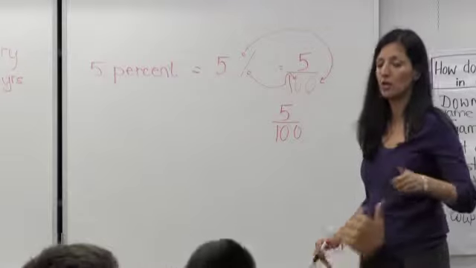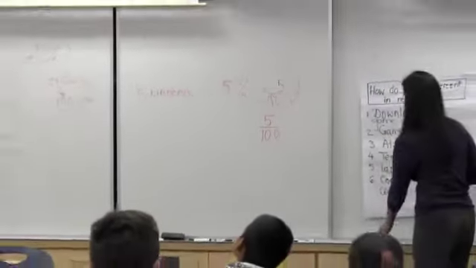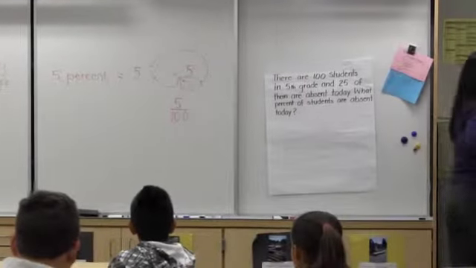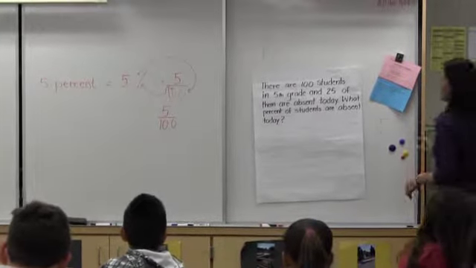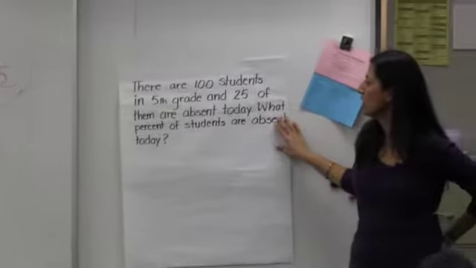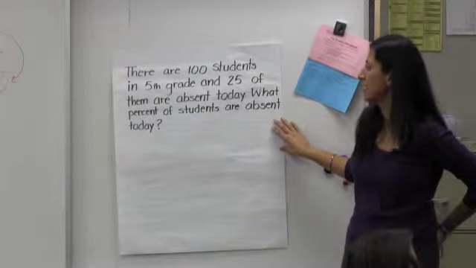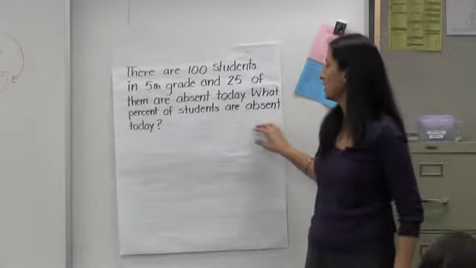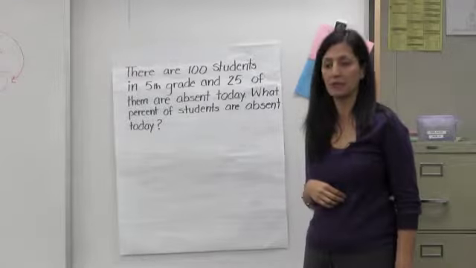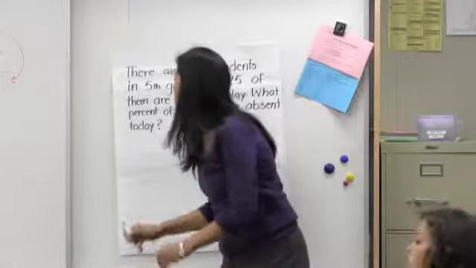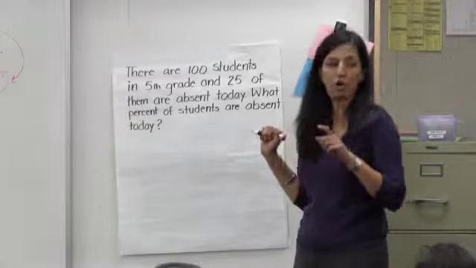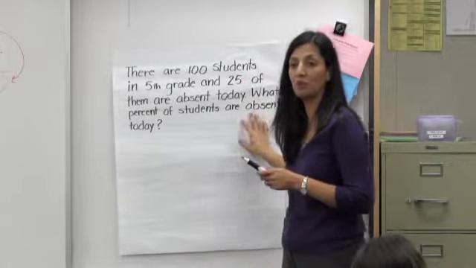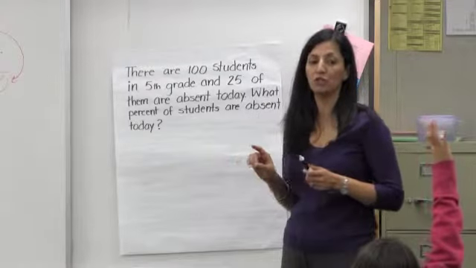Okay, good. Let me show you another example of what I'm talking about. For example, there are 100 students in 5th grade and 25 of them are absent today. What percent of students are absent today? Okay, now let's look at our question carefully. First, we are going to be using the buck system. So let's review our buck system because this is my word problem. Okay, let's use it. What should I do first?